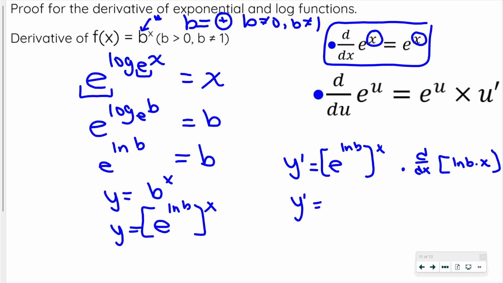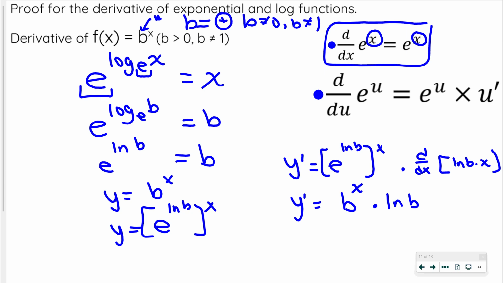Okay, so e to the natural log of b, we've already established that those undo each other, they cancel to be b. So that whole thing on the inside is just b to the x multiplied by the derivative of ln b times x. Well, ln b is just a number. So I know, for example, if I had the derivative of 2x, it would just be the number 2. So the derivative of ln b times x would just be ln b.